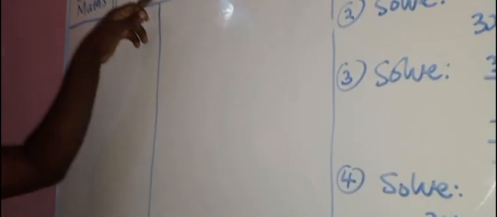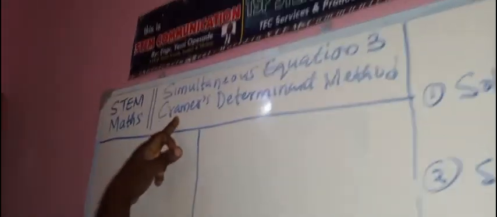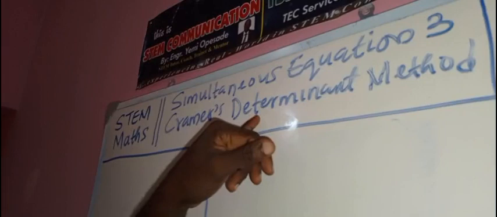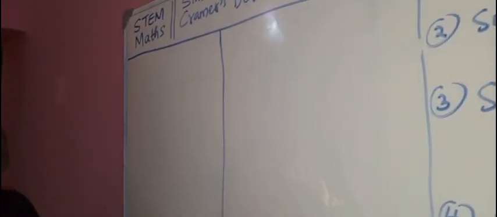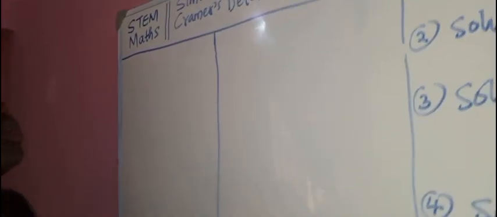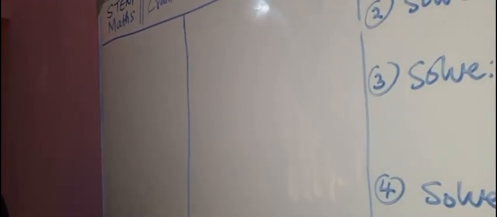Today, we are looking at yet another method for solving simultaneous equations, and that is Cramer's determinant method. Cramer is the name of a mathematician. He devised a determinant method of finding matrices to solve simultaneous equations, and we are restricting our communication to simultaneous equations with 2 variables. So let's go.